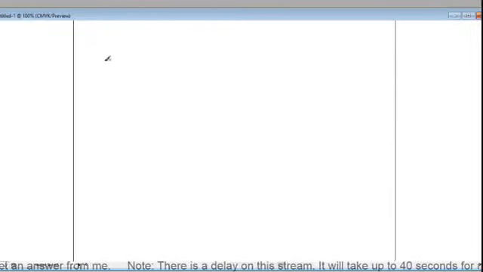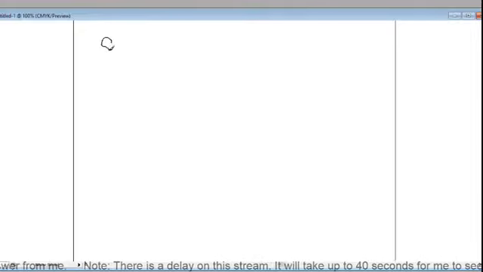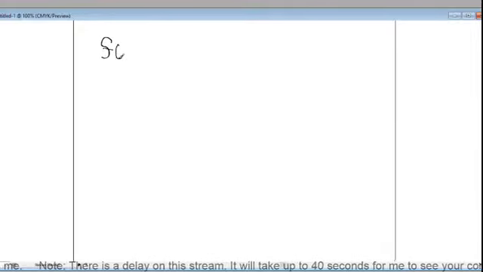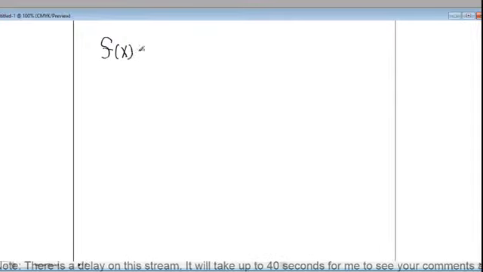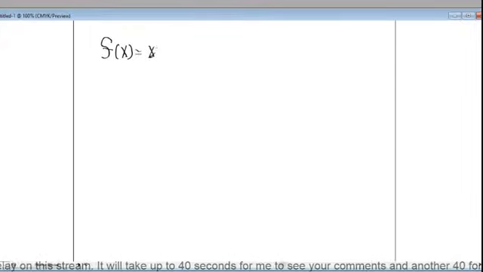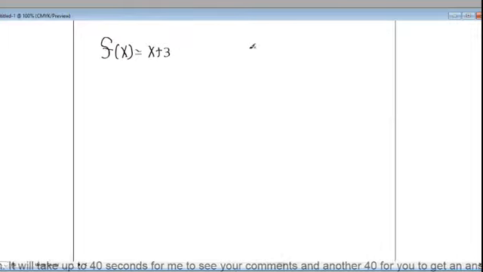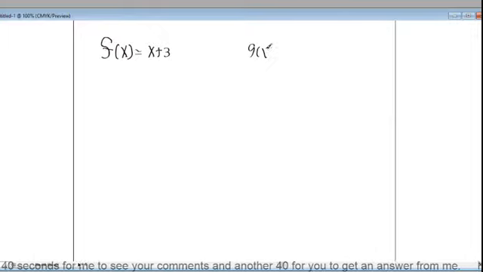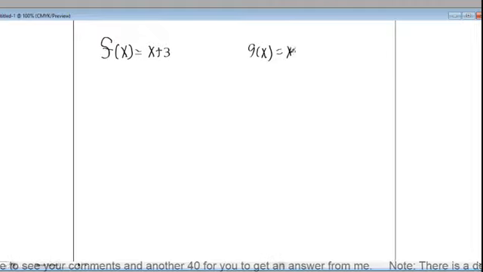So again, let's say we have f and g. And f of x is going to be, let's say, x plus 3. And g of x is going to be x squared. And so again, what I want to do is I want to do a composition of functions.